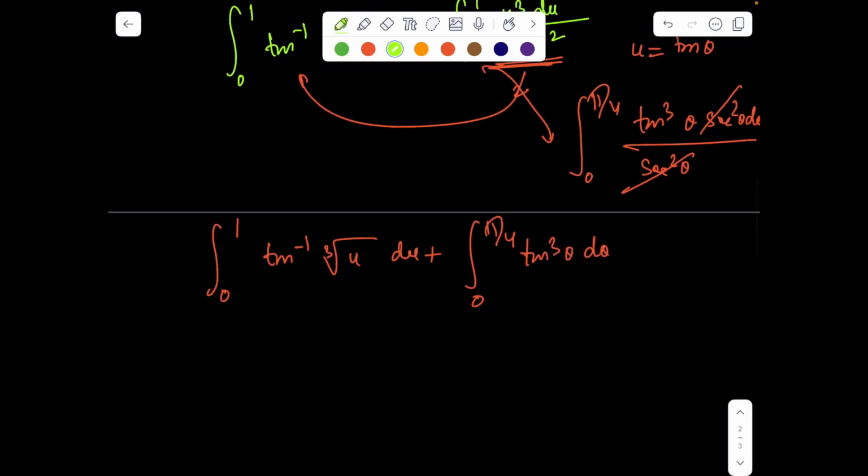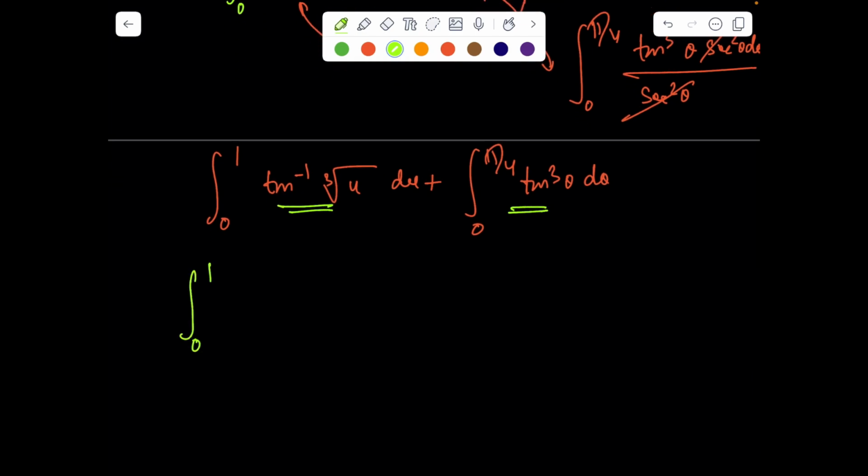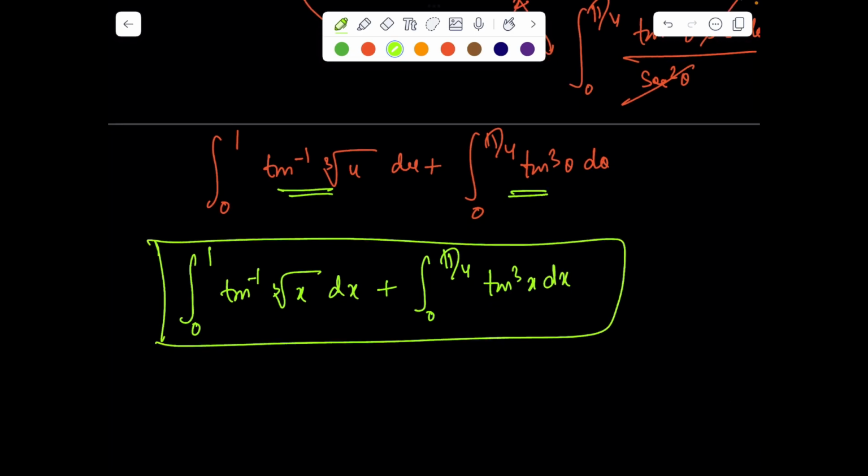Now, of course, whether it's u or theta, they are dummy variables, so it's good to see with our eyes. I'll convert everything in terms of a variable x because it looks cool. So it's 0 to pi over 4 tan cube x dx. So far so good. I need to evaluate this integral.